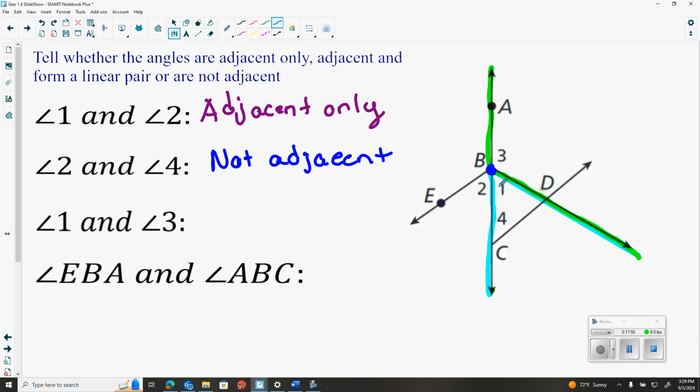So are they also supplementary? Do you see a straight line or opposite rays being formed? So again, do not look at this common side. You want to look at the other two. I have a green going off in one direction and a blue going off in another. Cool. We have a straight line here. So angle 1 and angle 3 are supplementary. So you do have a linear pair here. So you can say adjacent and form a linear pair.